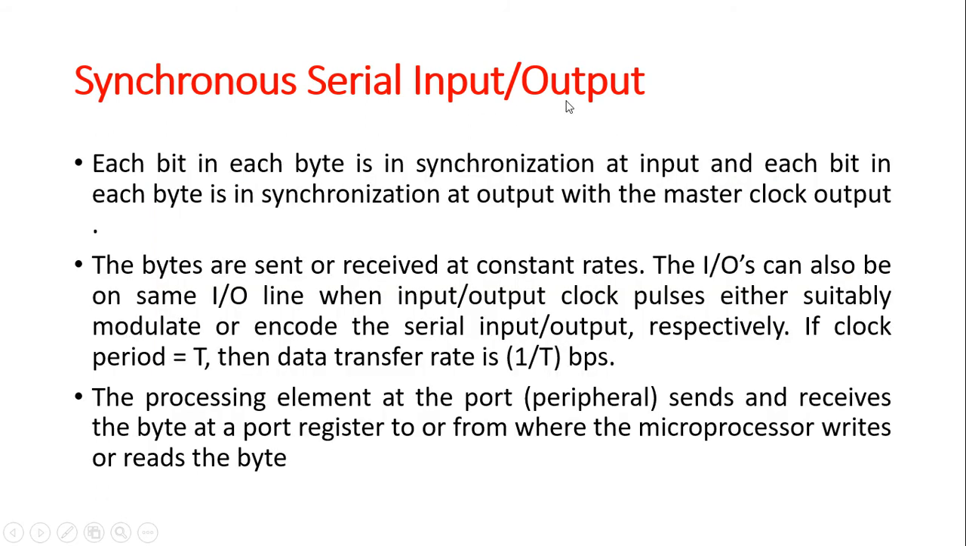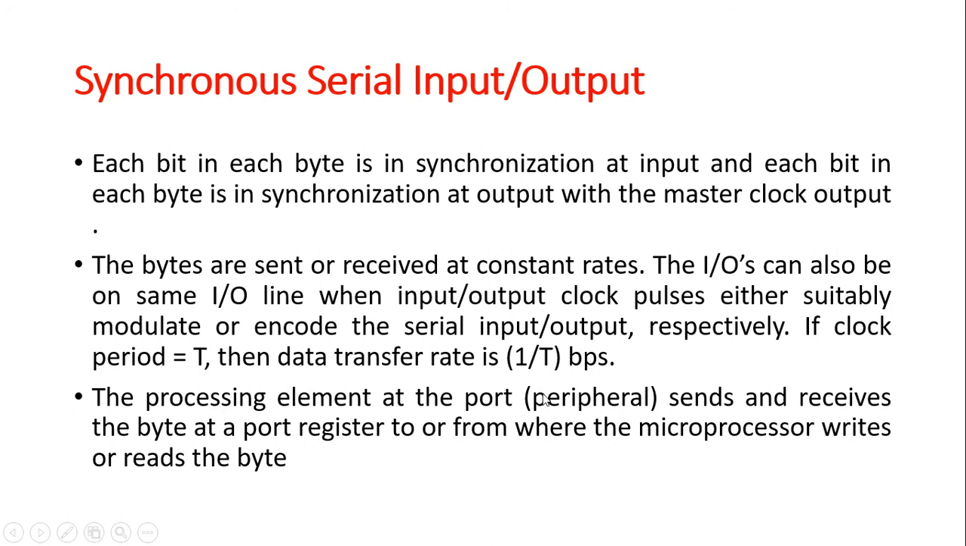Synchronous serial I/O. Each bit in each byte is in synchronization at the port, and each bit in each byte is in synchronization at the output with the master clock output. The bytes are sent or received at a constant rate. The I/Os can also be on the same I/O line when the input and output clock pulses either suitably modulate or encode the serial input and output respectively. If the clock period is equal to t, then the data transfer is 1 by t bits per second.